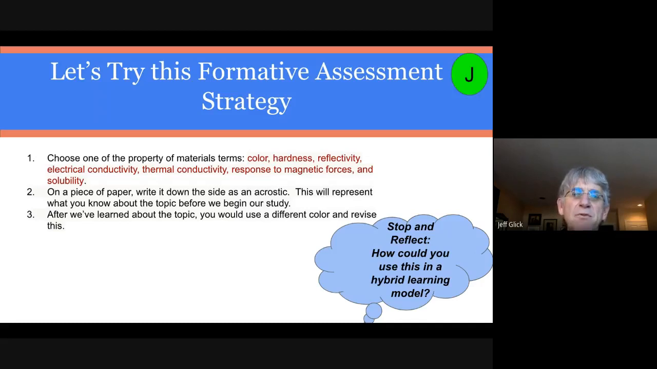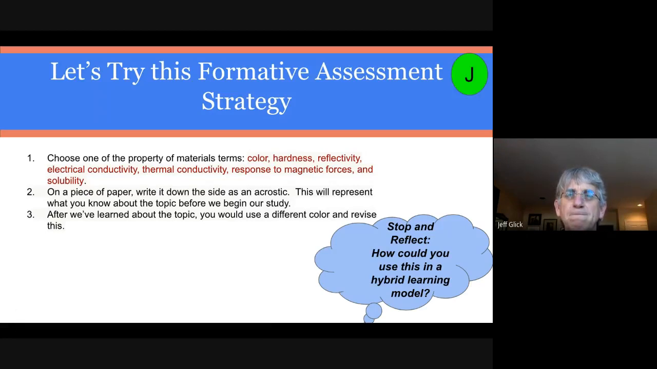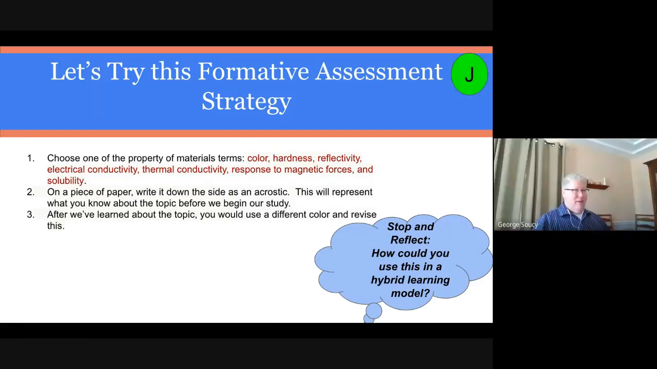We have a stop and reflect here. How could you use this in a hybrid learning model? So how could we do this if and when we're hybrid? Just think about it for a minute. George? Pretty much any time. That's the thing, it's universal.